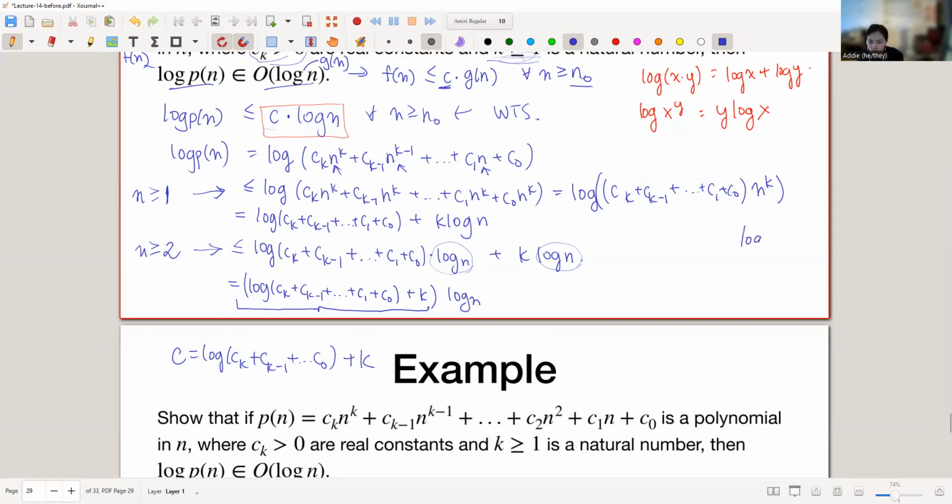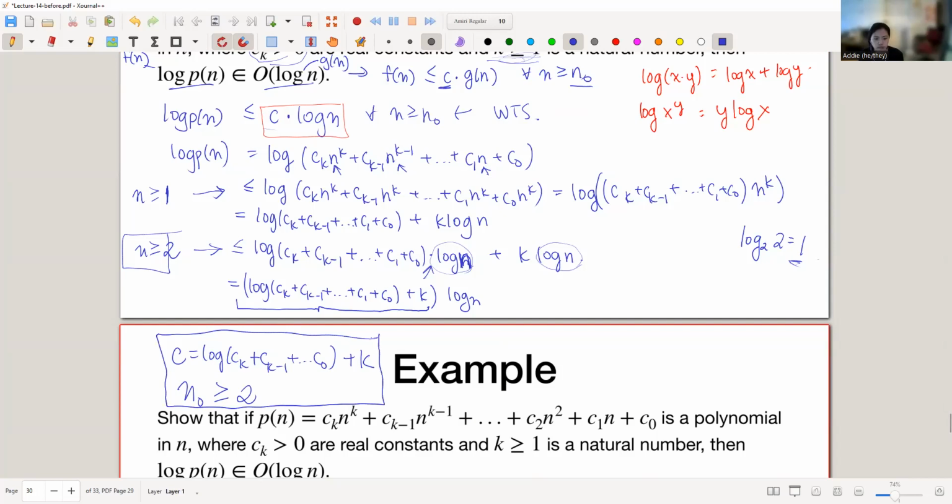Again, we will assume all of our logs here are base 2. So log base 2 of 2 is 1, and that way we can ensure that log base 2 of n always remains greater than or equal to 1. So we'll take the max of these two values for our n, and that will become our n naught. So n naught greater than or equal to 2 is certainly going to be an acceptable value here. And there we have solved the question. We can conclude, therefore, that log p of n is in fact O of log n.